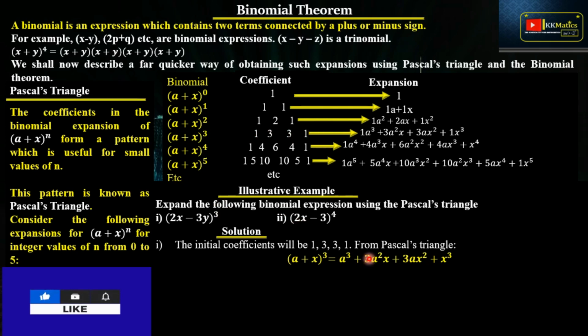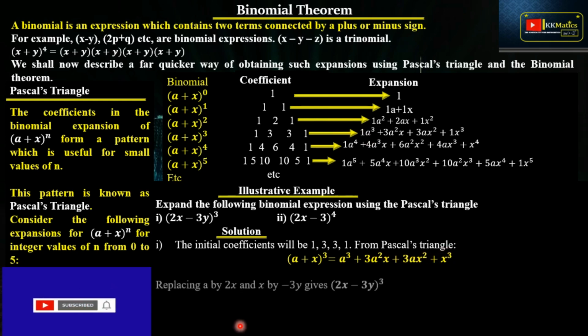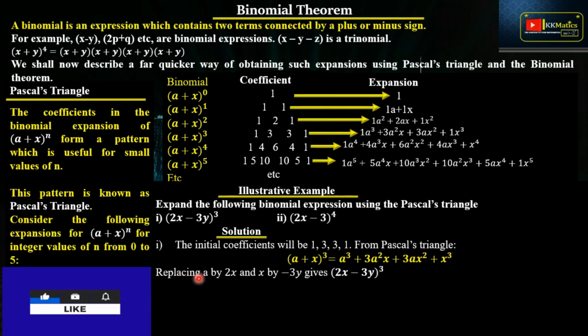So from Pascal's triangle, we know that to be 1 times a raised to the power 3, and as we said, it decreases. Then the x comes in at the second term and increases in power, as you see there. So one thing we need to do here is replace the a by 2x, because our first term is 2x, and our second term, which is x, is minus 3y. So wherever we have our a, replace it with 2x, and wherever we have our x, replace it with minus 3y. And so that's what we have done here.